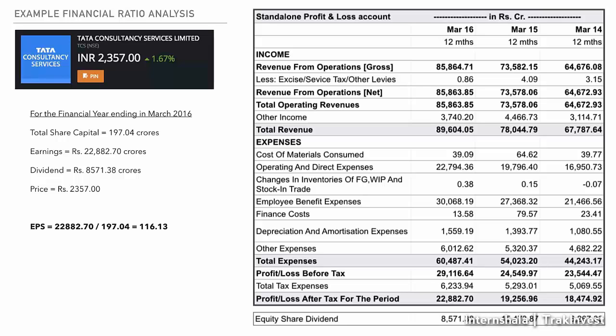Then you have the P/E ratio. The P/E ratio is the price of the stock, which is 2357, divided by the EPS, which you calculated earlier, 116. The P/E comes at 20.3.